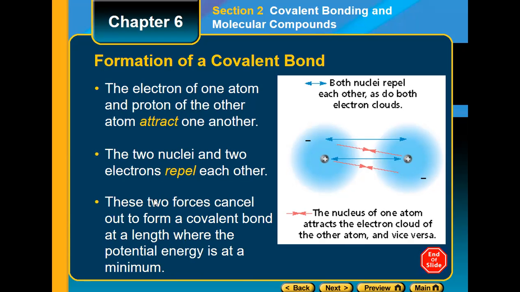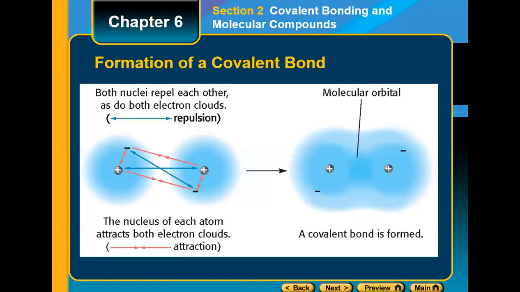Okay, so here we said that these two forces cancel out from the covalent bond at length. That means the two atoms are going to attract each other, but they will not be completely merged. They will have a certain distance between the two nuclei, and at that separation distance between the nuclei, the two atoms become more stable. They have the lowest potential energy ever.